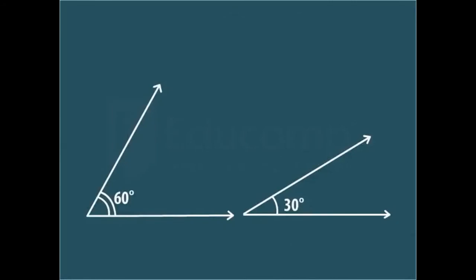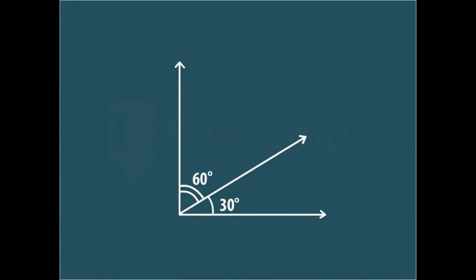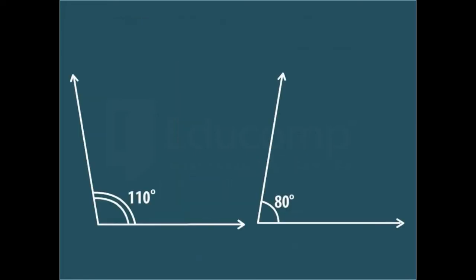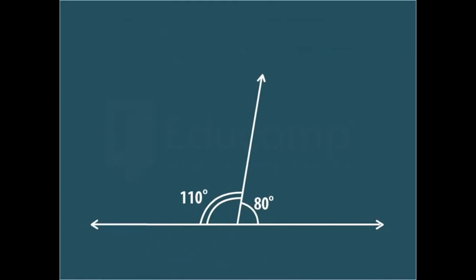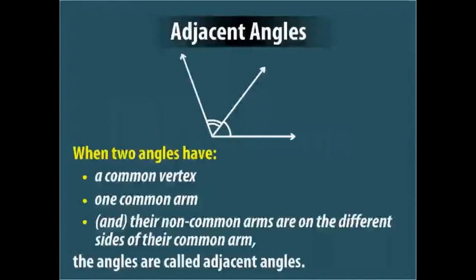Now let's learn about special pairs of angles. Two angles whose sum is 90 degrees are called complementary angles. Two angles whose sum is 180 degrees are called supplementary angles. When two angles have a common vertex, one common arm, and their non-common arms are on the different sides of their common arm, they are called adjacent angles.